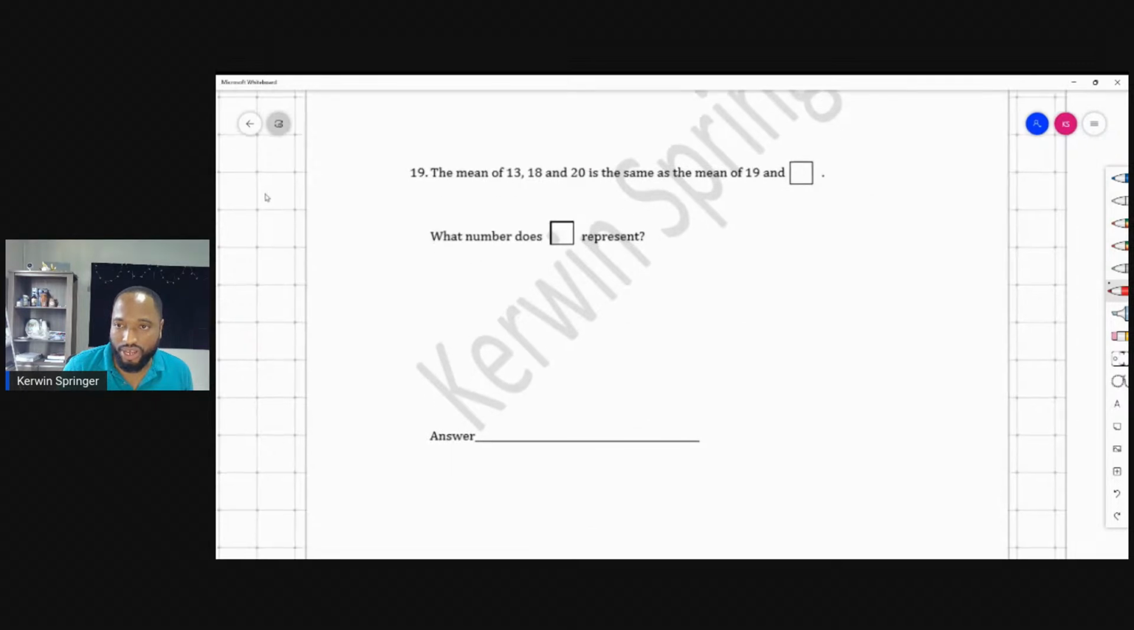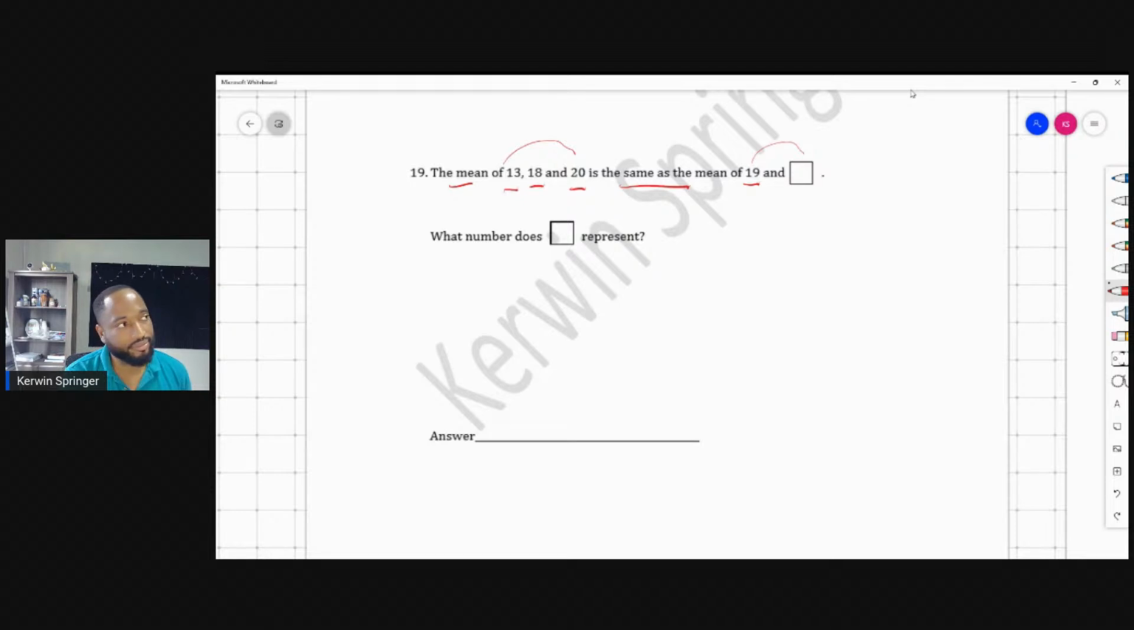What number does this box represent? So the mean of 13, 18, and 20 is the same as the mean of 19 and what? All right. So the mean of these three numbers is the same as the mean of these two numbers.